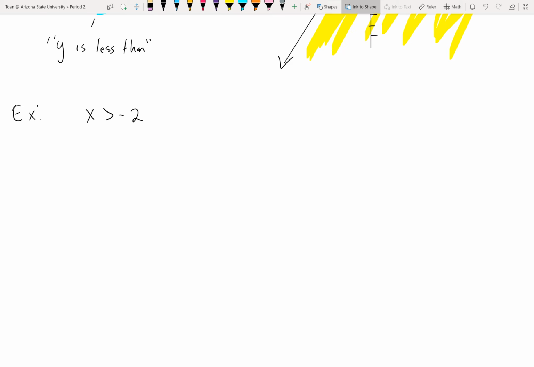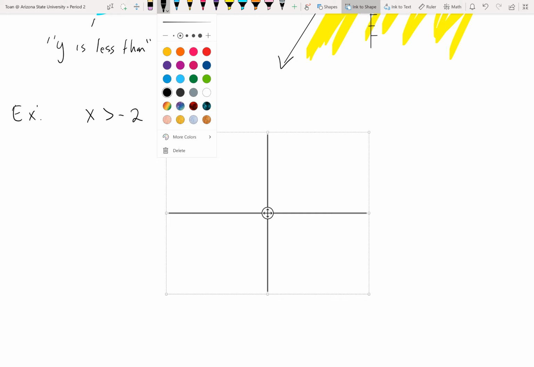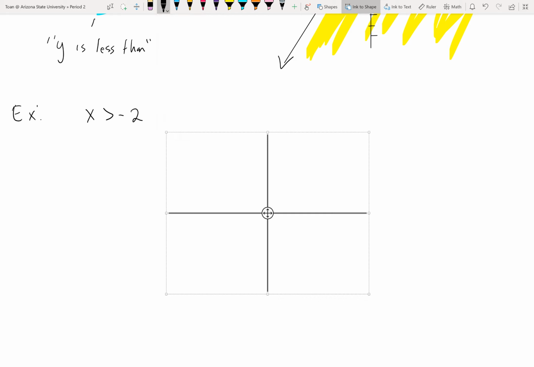If we remember from yesterday, x equaling a number will be what type of line? A vertical line. One way to know is it tells you what axis it's going to cross. If it's x equals a number, it's going to cross the x-axis, which has to be a perfectly vertical line. Since the inequality is strictly greater than, it'll be a dotted line.